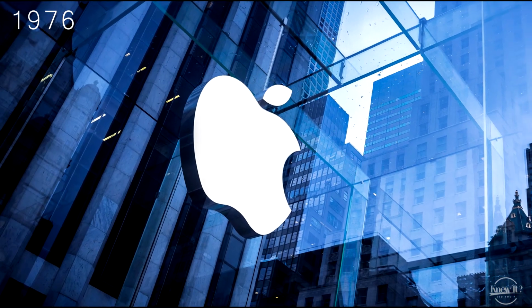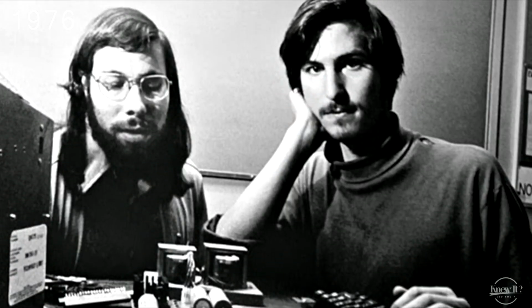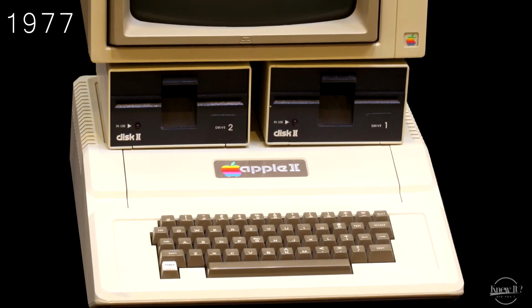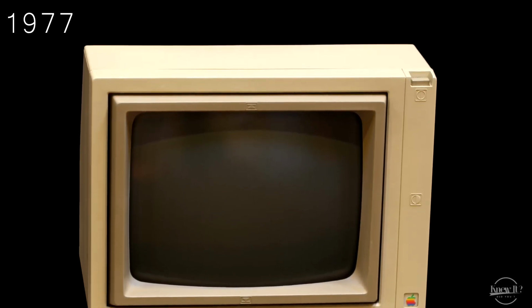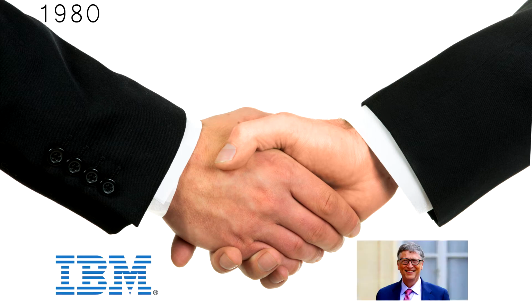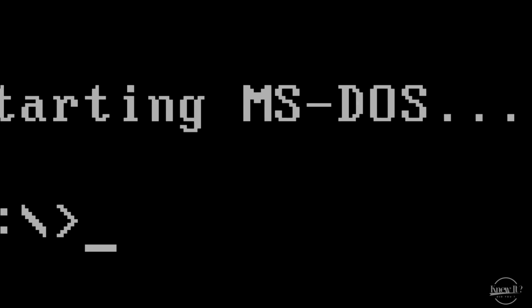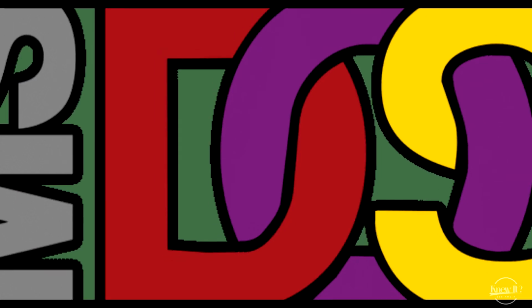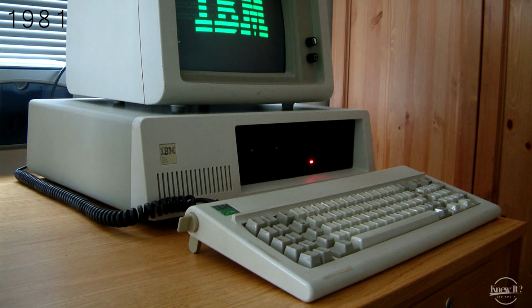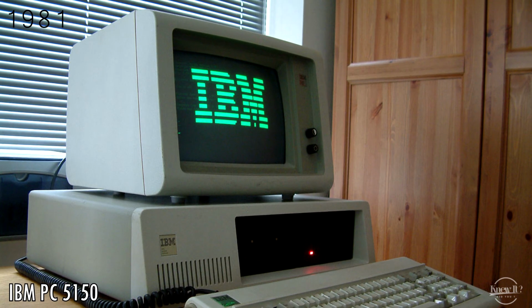Same year, on April 1, Apple Computer, Inc. was founded by Stephen Jobs and Stephen Wozniak. A year later, Jobs and Wozniak designed and built the first Apple II microcomputer. In 1980, IBM offers Bill Gates the opportunity to develop the operating system for its new IBM personal computer. By that time, Microsoft has achieved tremendous growth and success due to the development of MS-DOS. After a year, the IBM PC was introduced with a 16-bit microprocessor.